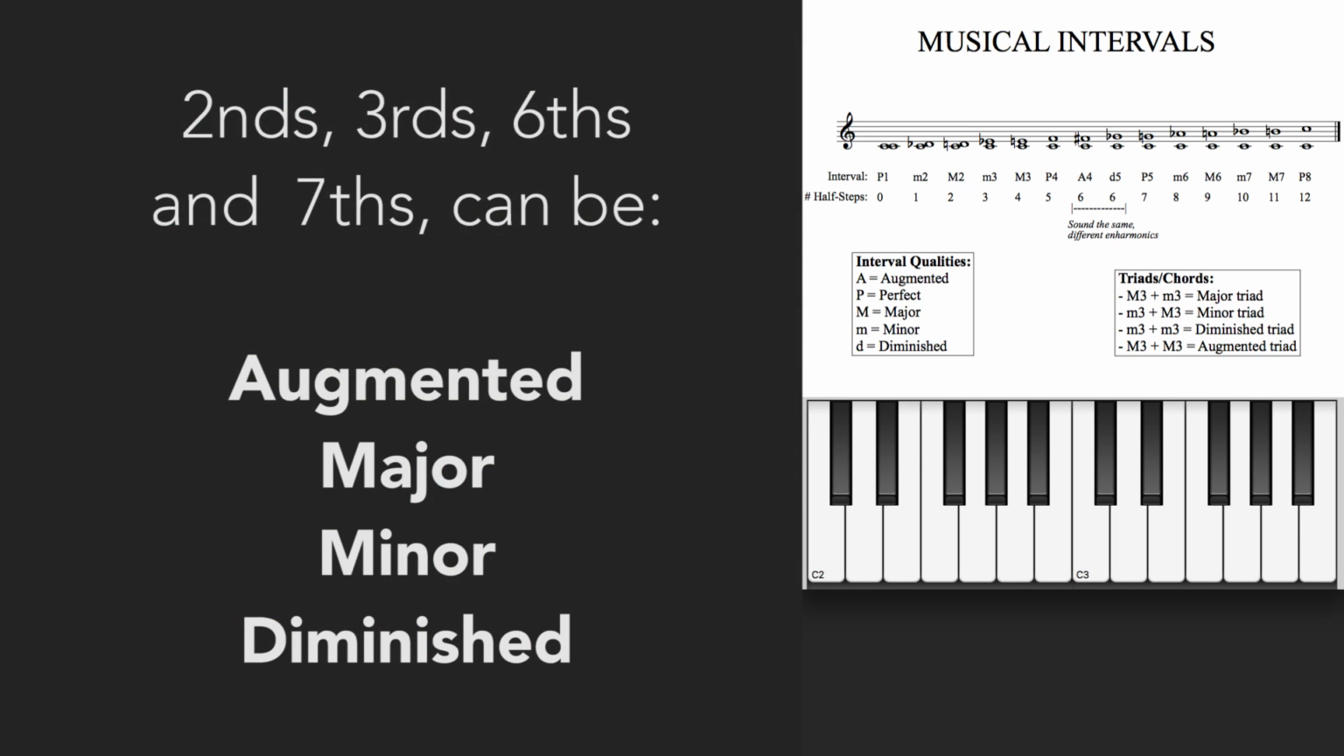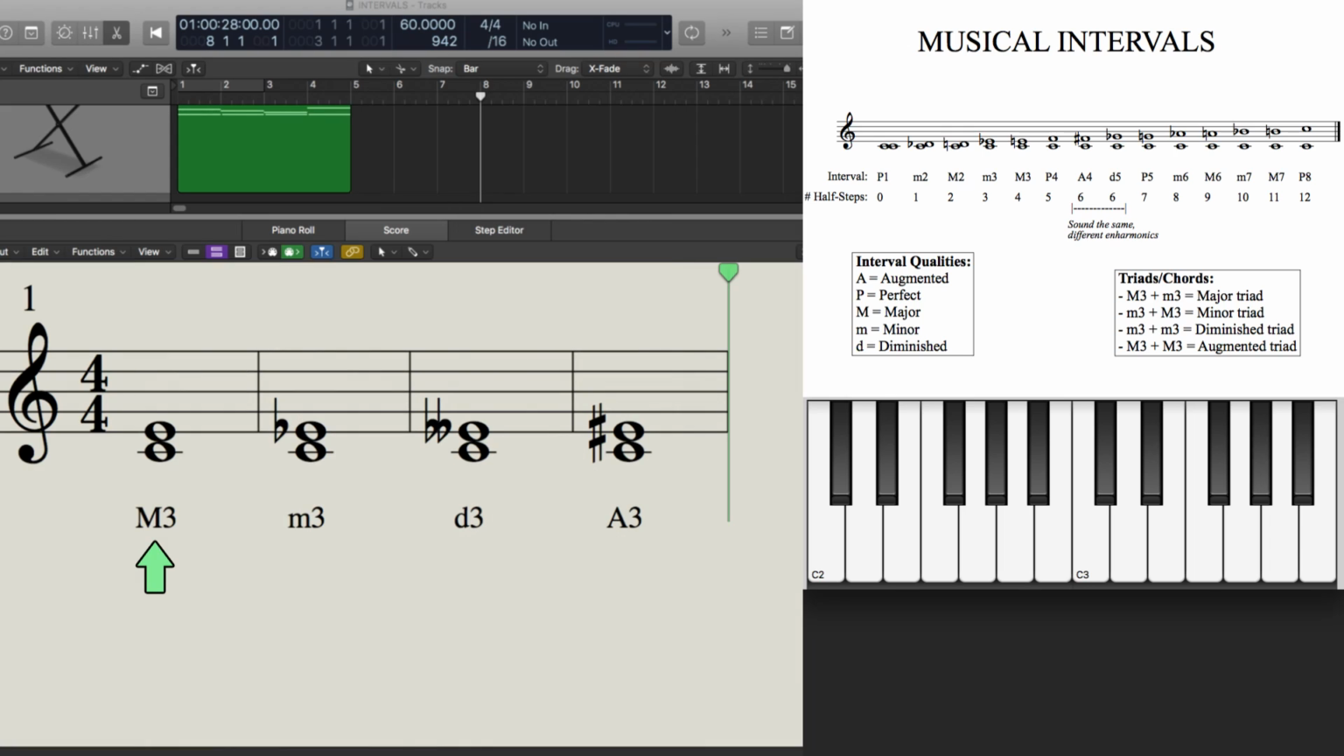So what about seconds, thirds, sixths, and sevenths? These can either be augmented, major, minor, or diminished. This is similar to the previous example, but just with 4 qualities instead of 3. So for example, C and E is an example of a major third. If we lower the E to E flat, we get a minor third. And if we lower it again to E double flat, it's now a diminished third. If we raise E to E sharp, it's now augmented.